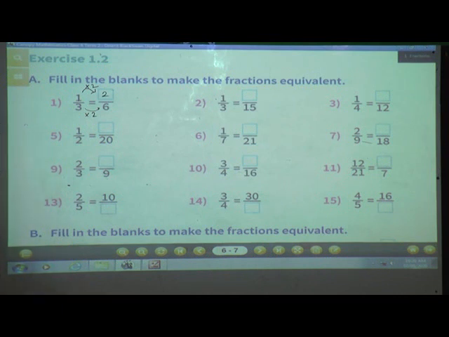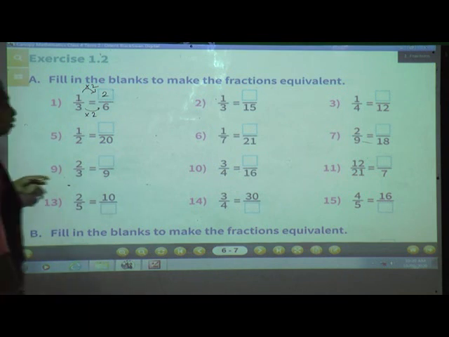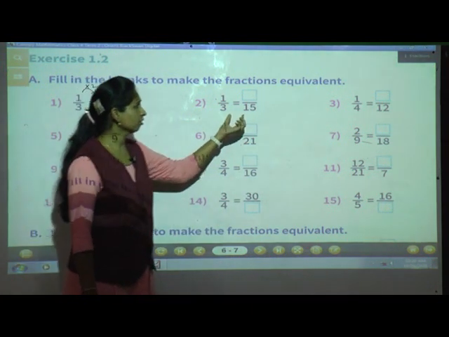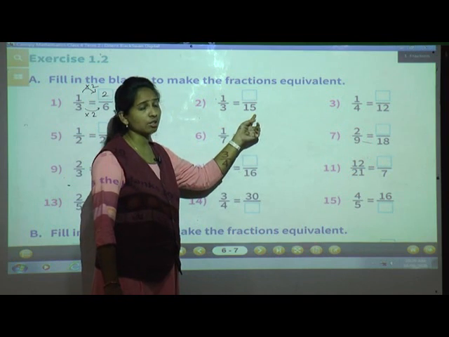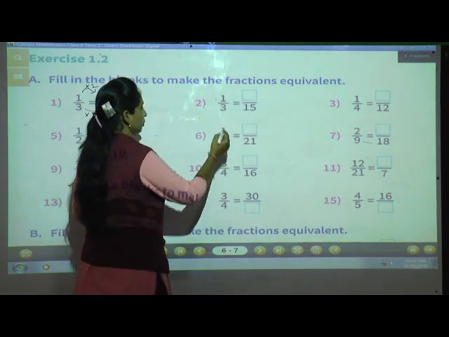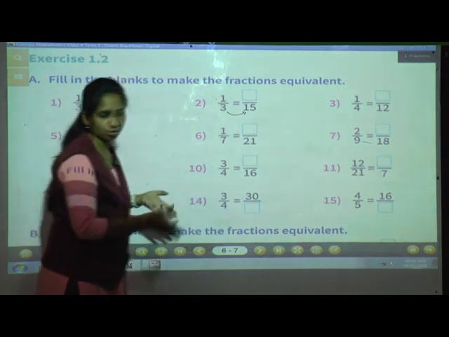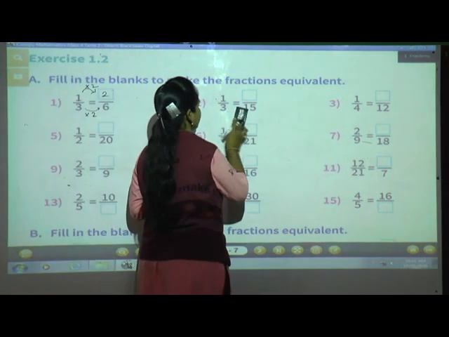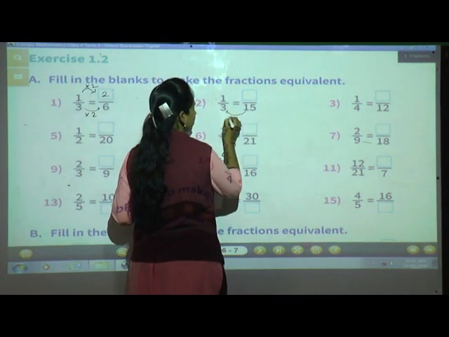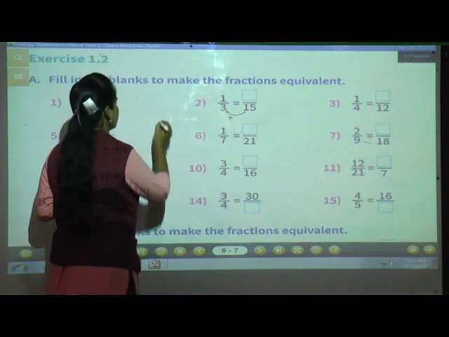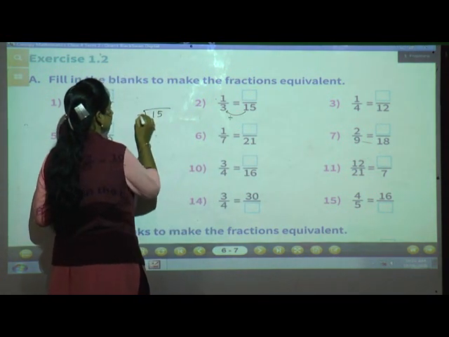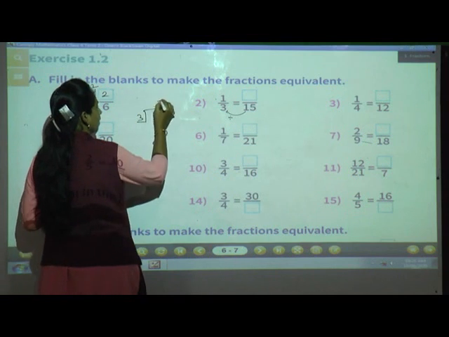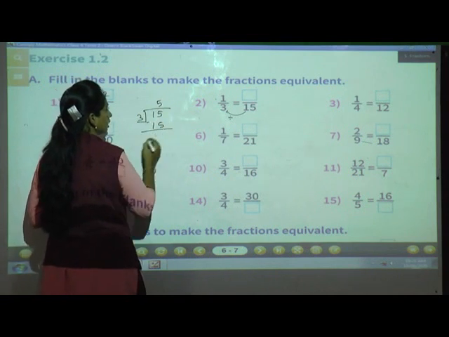Now see the next one. What is the next question? 1 divided by 3 is equal to dash divided by 15. Now here, what multiplied by 3 gives 15? So we will get the upper number also. Now see, you can go with division also, students. Here I will explain with division. Both options are there with you. For the greater number you can go with division also. So what is 15 divided by 3?